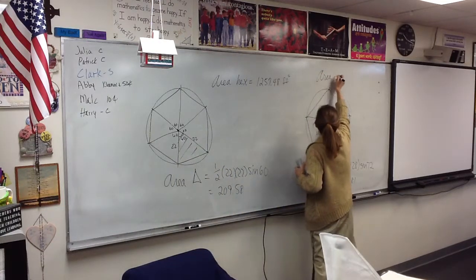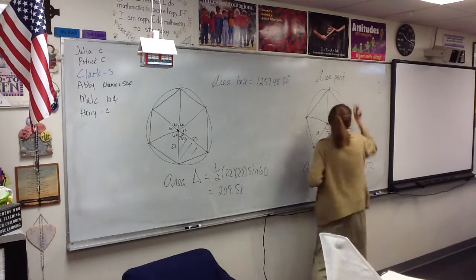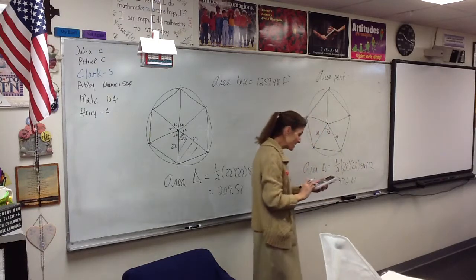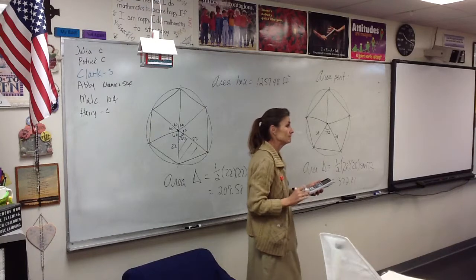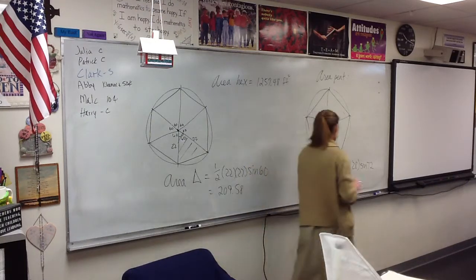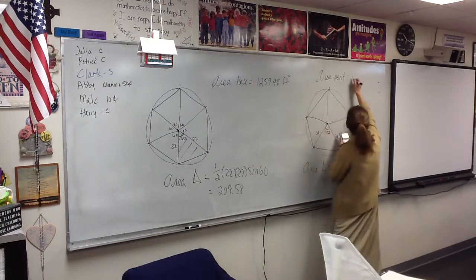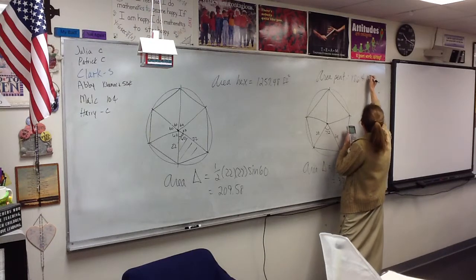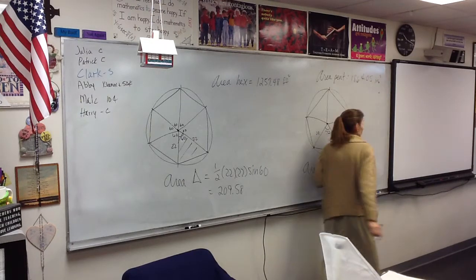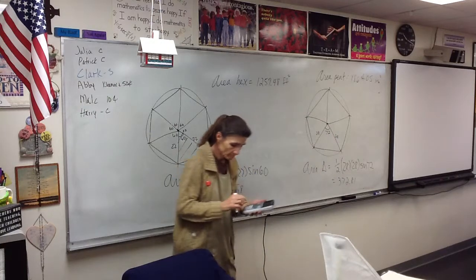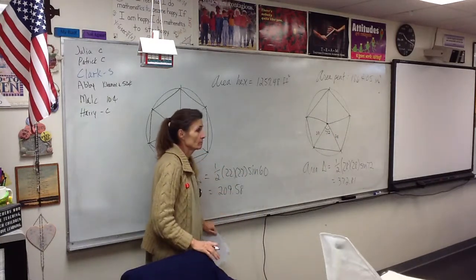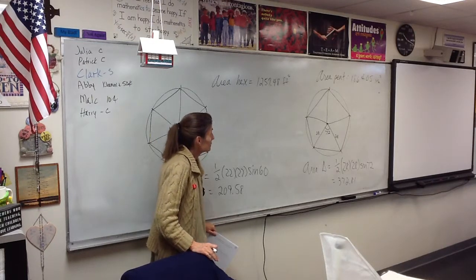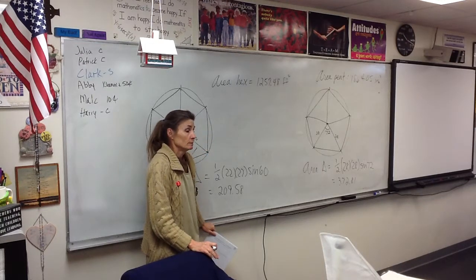To get the area of the pentagon, we have to take that number and do what with it? Times it by 5, because a pentagon has 5 triangles. 1864.05 square inches. Okay?